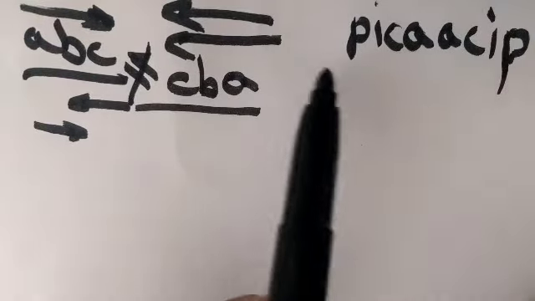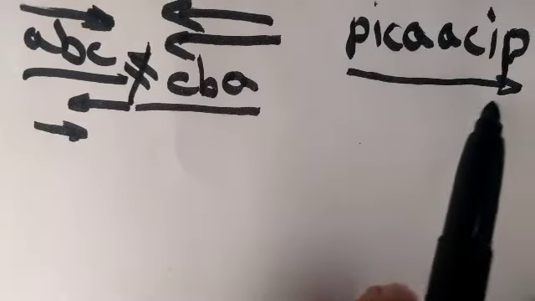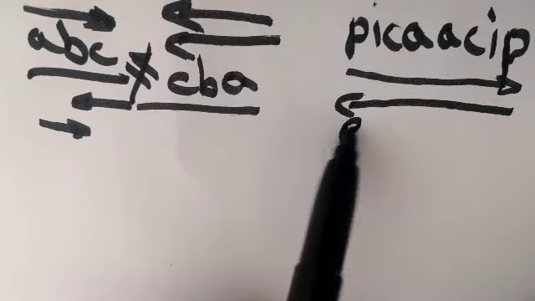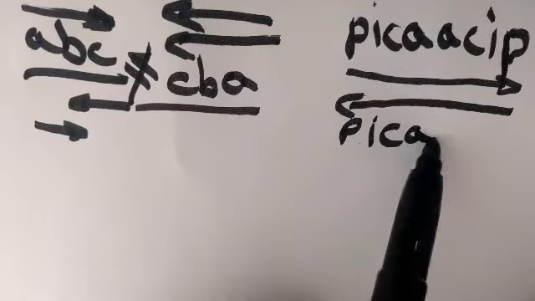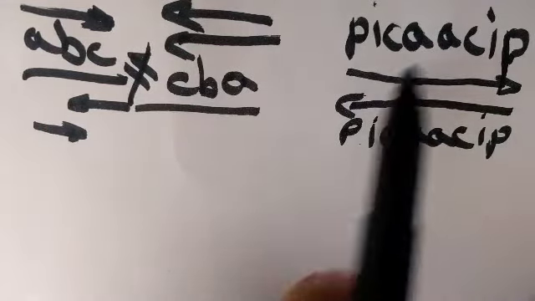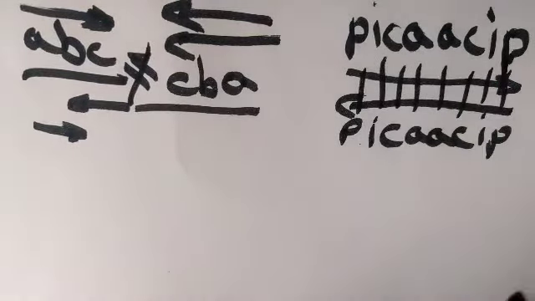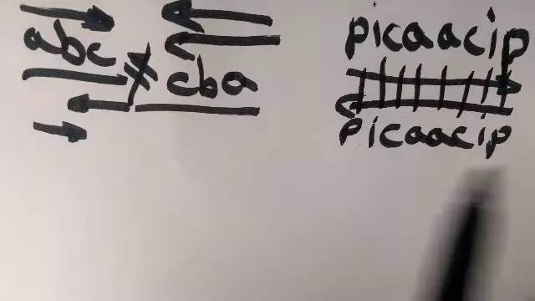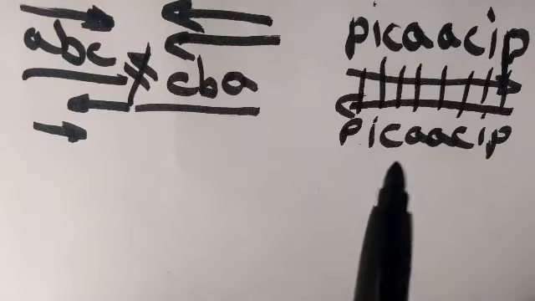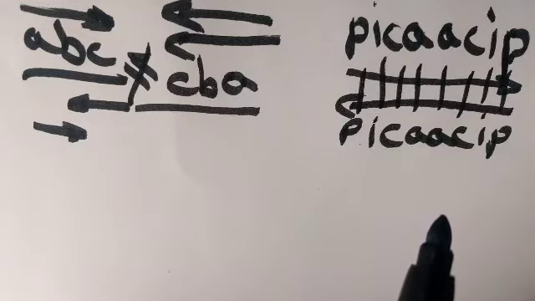This string is, for example, a palindrome because if we read it from the left side to the right side, we get this string, and if we read it from the right side to the left side, we get the same exact string. So this is a palindrome, a string which is the same no matter from which side you read it.